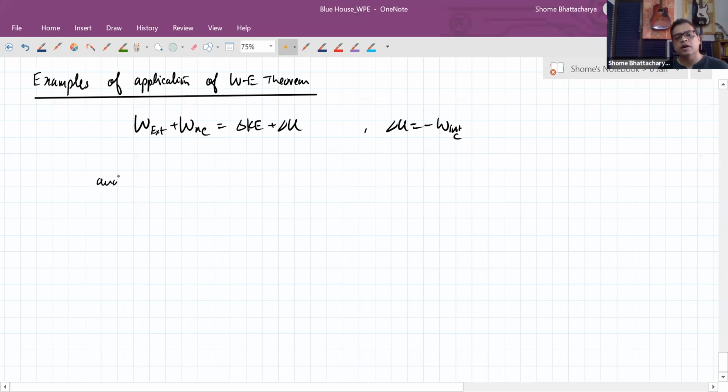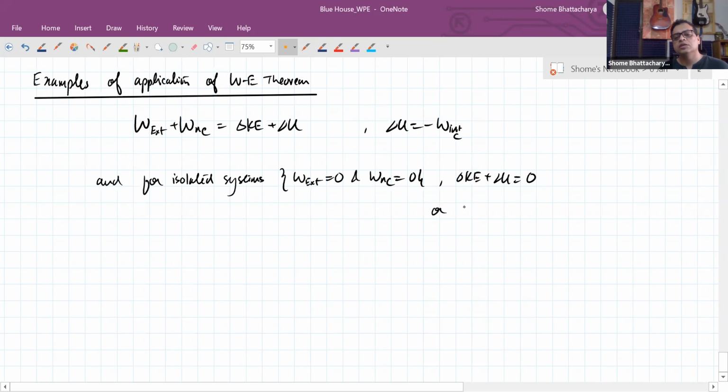Okay, and of course, for isolated systems, that is systems for which work done by external force is zero and work done by non-conservative forces is zero, change in kinetic energy plus change in potential energy is zero. Or we can say that the sum of kinetic energy plus potential energy is constant. That is why the change is zero. So this statement, as you know, is called conservation of mechanical energy. So conservation of mechanical energy obviously applies only to a situation where the total work done on the left hand side is zero.